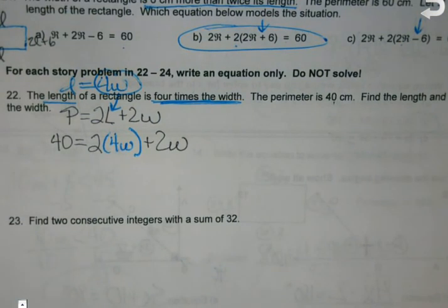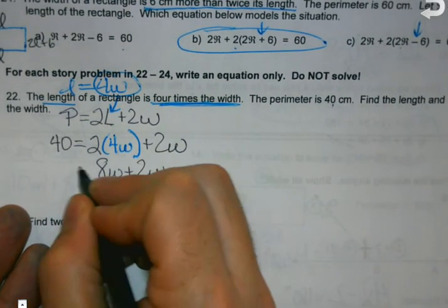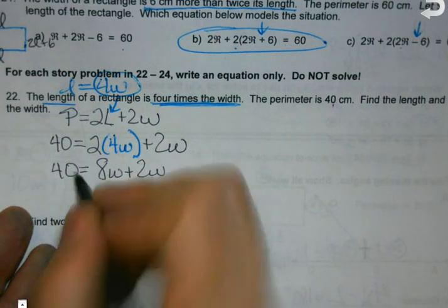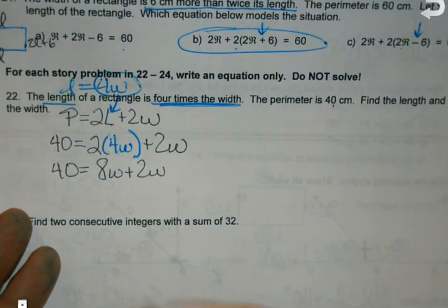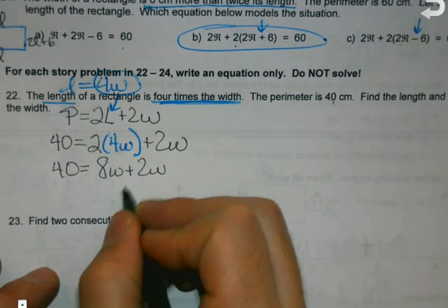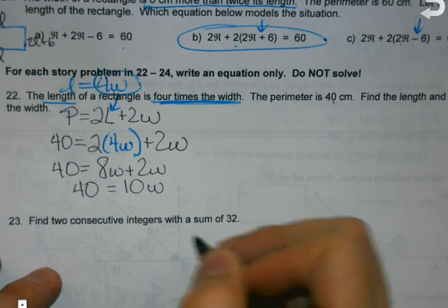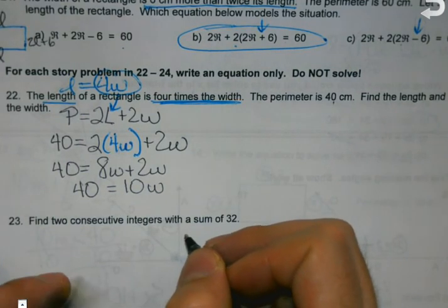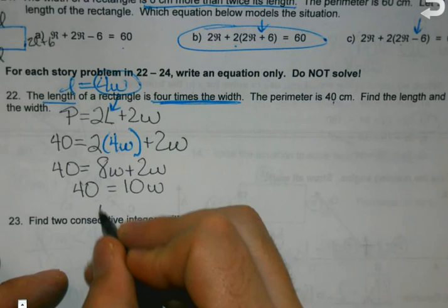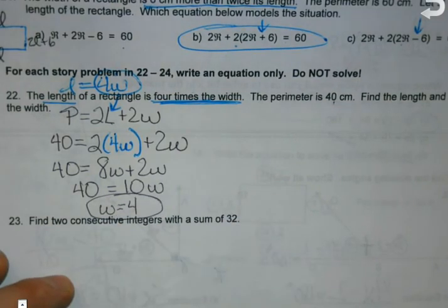Okay? So now you'll notice I'm down to one variable, just W. Multiply, just 2 times the 4. Perfect. And then I just combine the W's, and I go ahead and divide. But I'm not quite done, because the problem says find the length and the width.